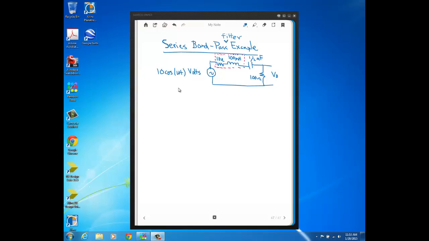Okay, now we look at a series bandpass filter example, and this filter is a little bit different than the one we were looking at in the previous videos because this one has a non-ideal inductor that's shown in the red box. So in addition to the inductance of 100 millihenries, we're also considering the resistance of the wire, which is 10 ohms. And then here's our R at the output, and here's a capacitor of half a microfarad.